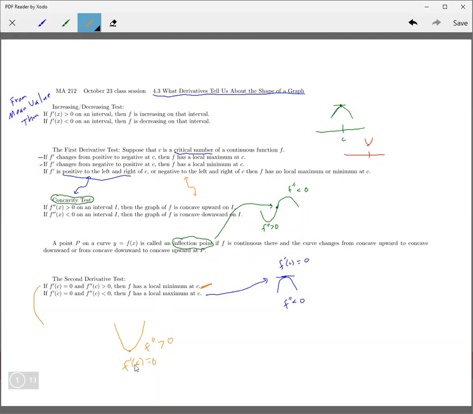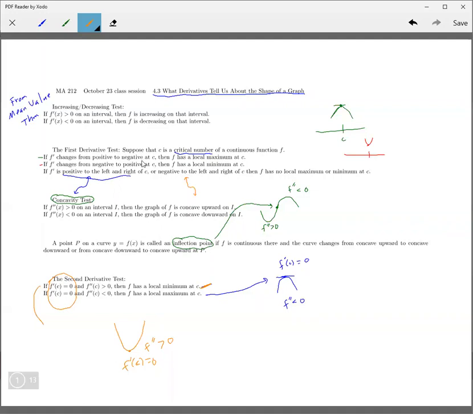Okay, and that would be a local minimum. If the second derivative is positive, you also have to have this condition right here: you actually have to be at a critical number. Okay, so these are some tests that you can apply.